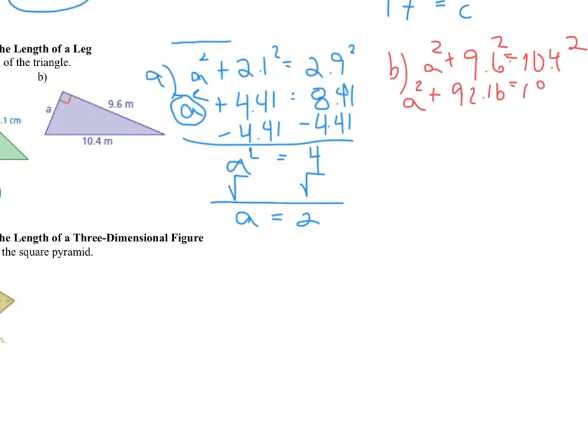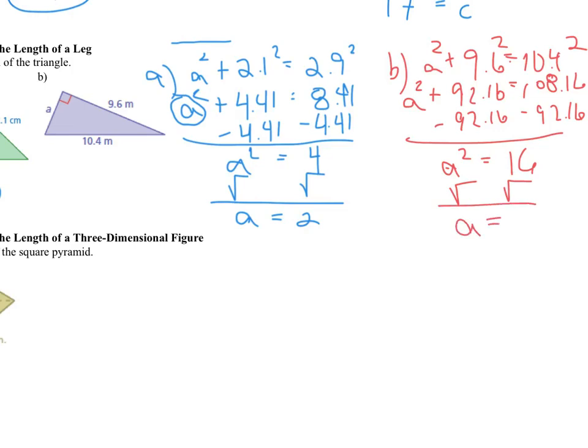is 108.16. Then I can use my multi-step inverse. I subtract 92.16, and I get a squared equals 16. Take the square root of both sides, and again, we would get 4 and we would get negative 4. We only take the 4 because 4 would make sense for a positive side. You can't have a negative 4 side for a triangle. So our answer would be 4 meters.